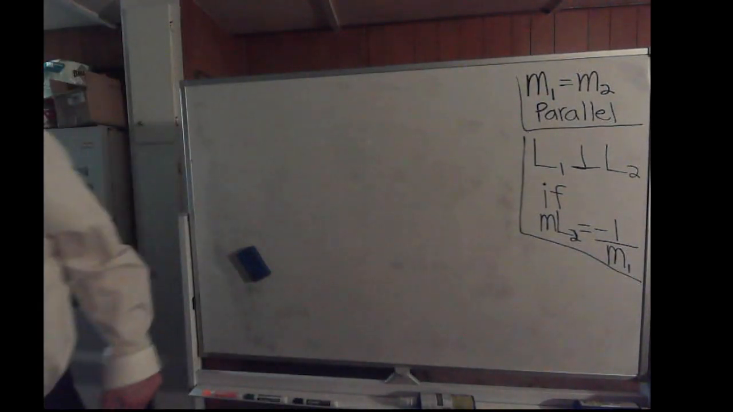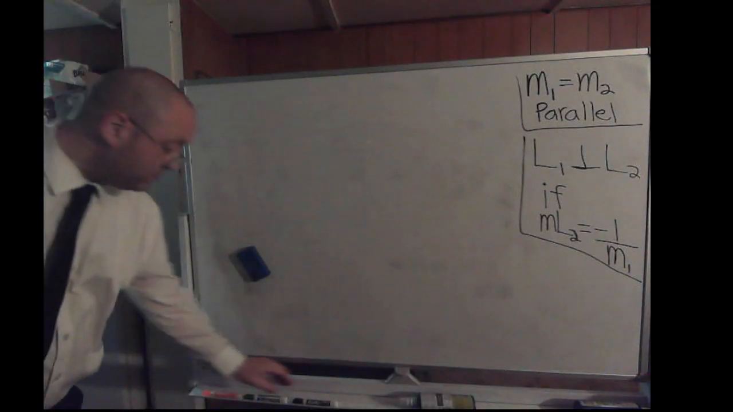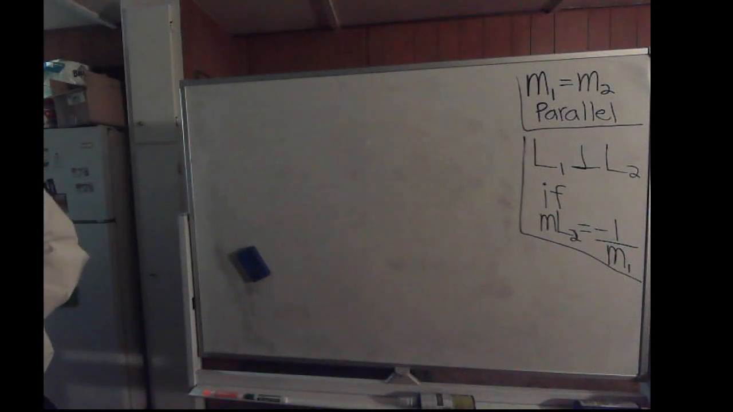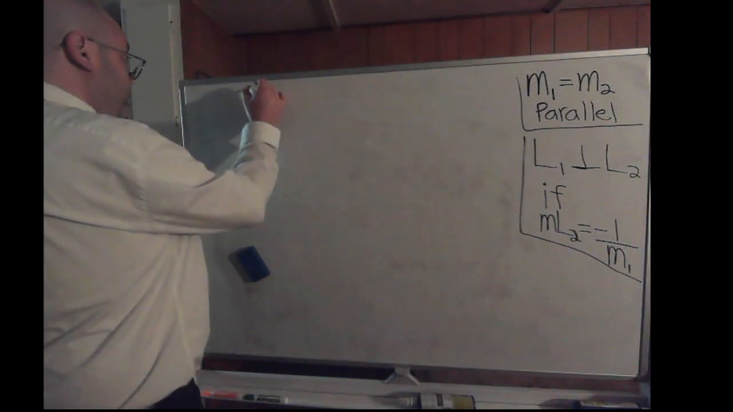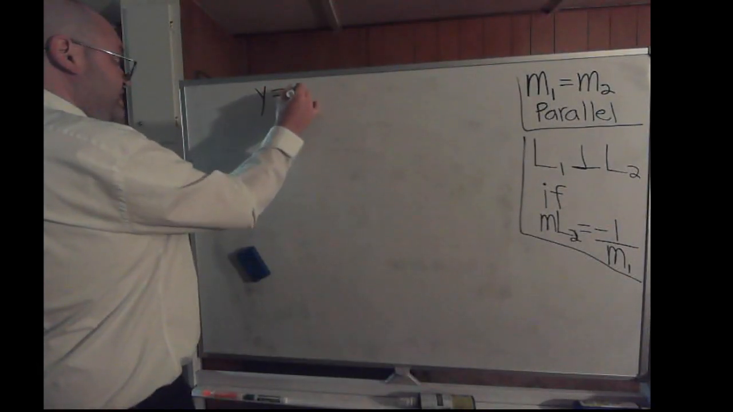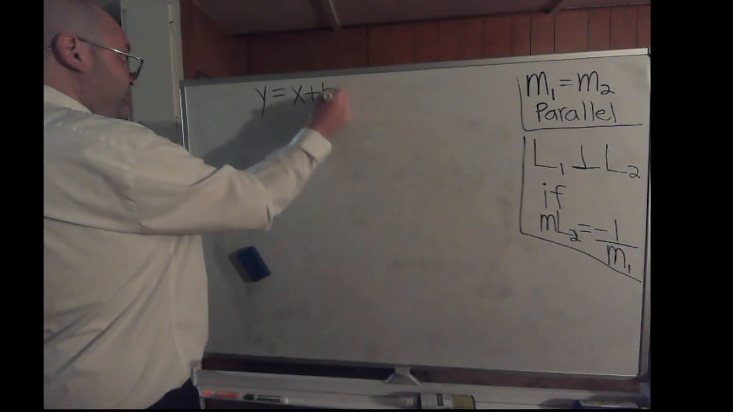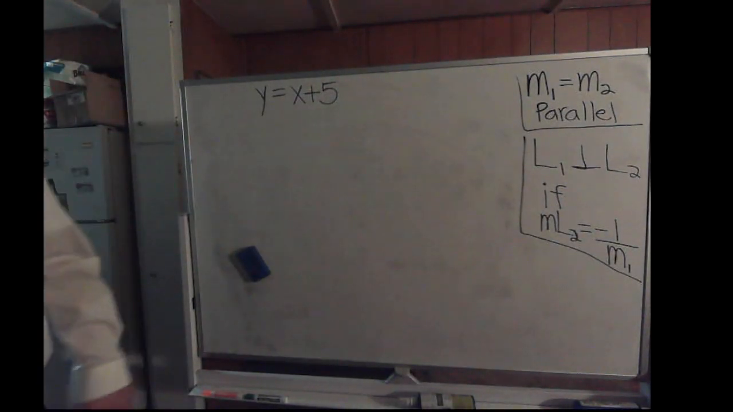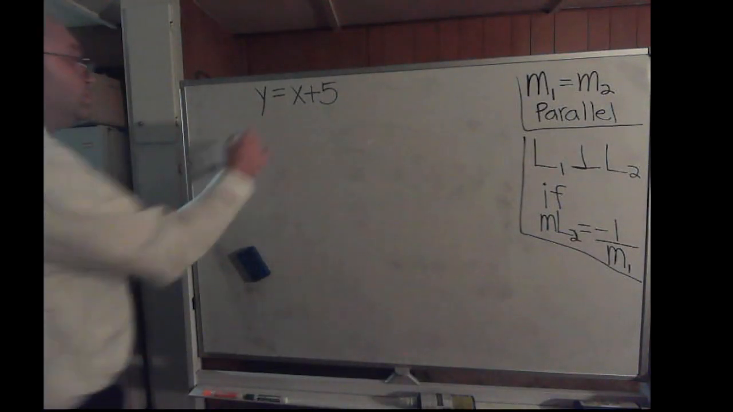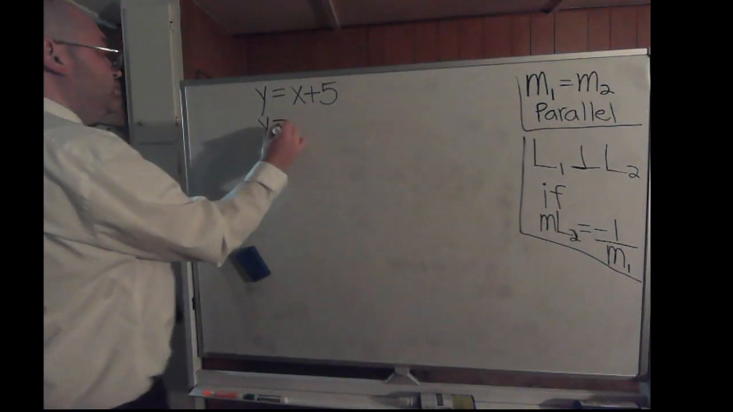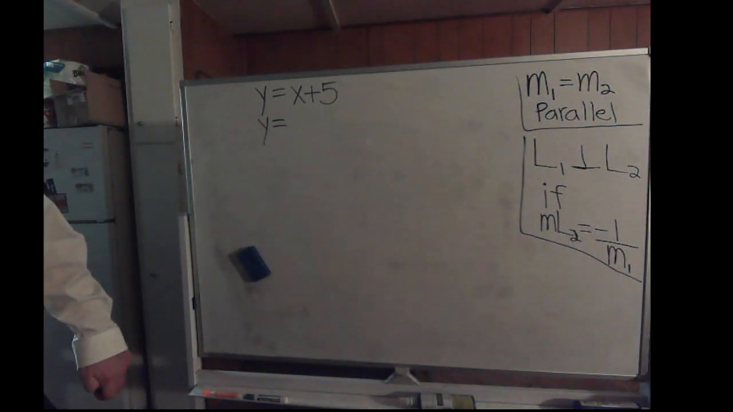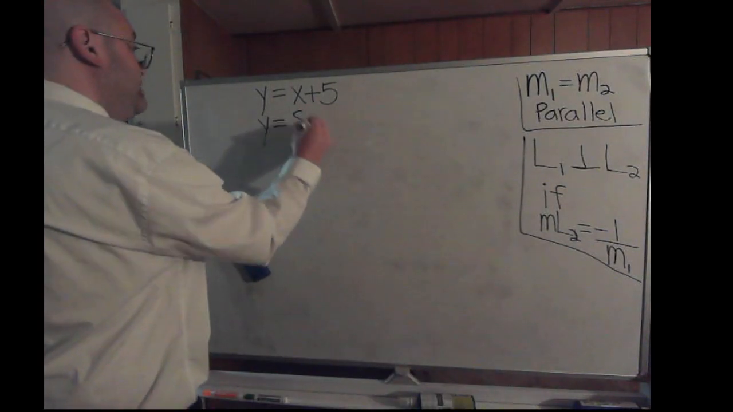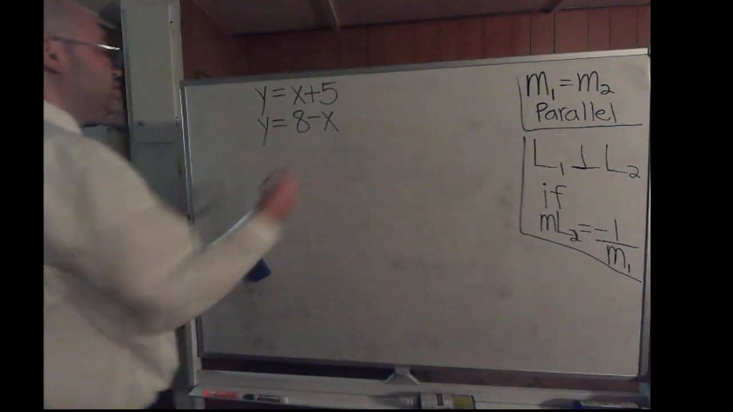Alright, what do we got here? Two more. We have y equals x plus 5. Then we have y equals 8 minus x.